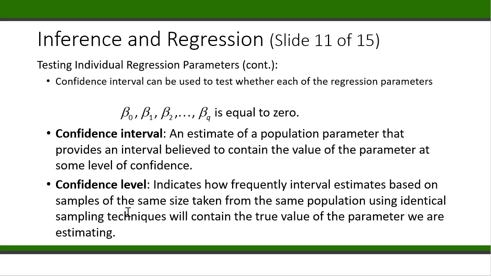What you don't want to see is a confidence interval that ranges from a negative number to a positive number, which means it contains 0, which means this beta could be 0, which means there's no relationship between that particular independent variable that beta goes with and your y value or your dependent variable.